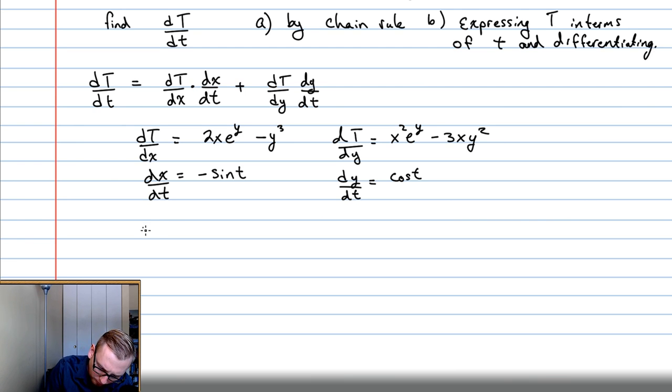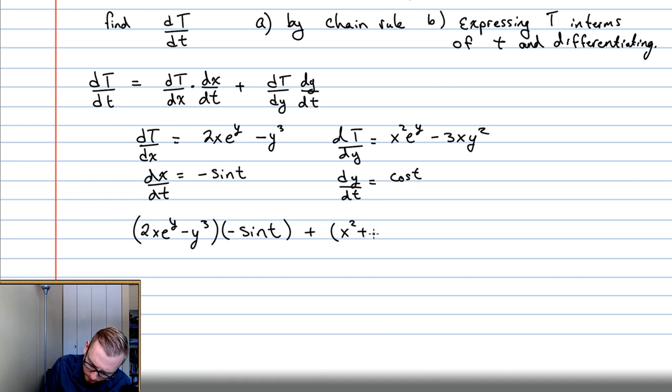dT/dx: 2x e to the y minus y cubed, multiplied by dx/dt, minus sine t, plus dT/dy: x squared e to the y minus 3xy squared, times dy/dt, which was cosine of t.